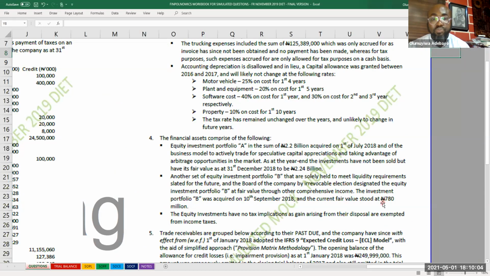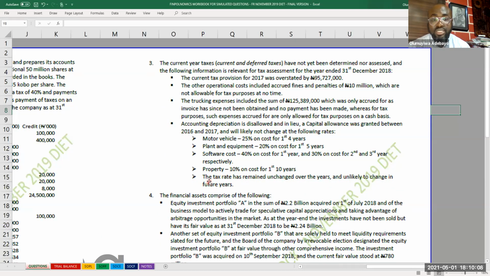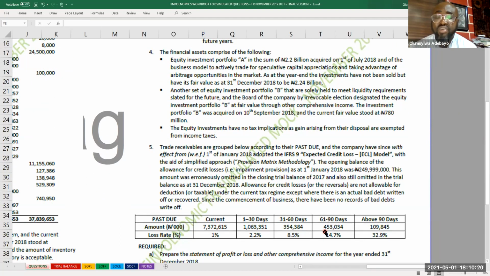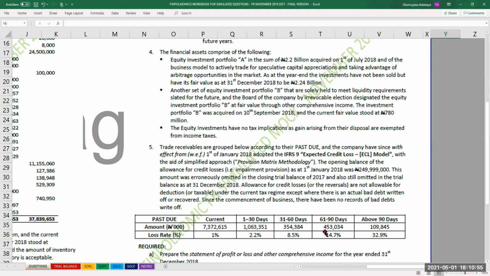Now, the next one, and we are going to come back to this information, is that the tax rate has remained unchanged over the years, which means there's no change in tax rates. Now, information four, who will read? Anyone that has good knowledge of financial instruments. I wait, who will read? Who will volunteer? To reward, sir. Sorry, I lost concentration. Additional information four.